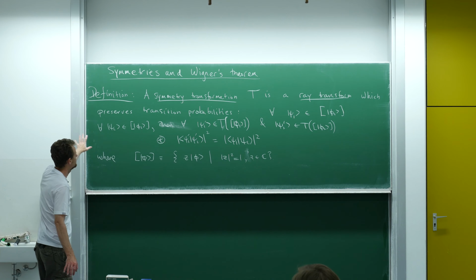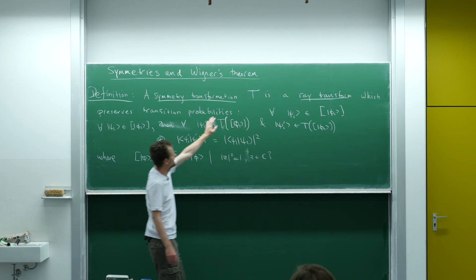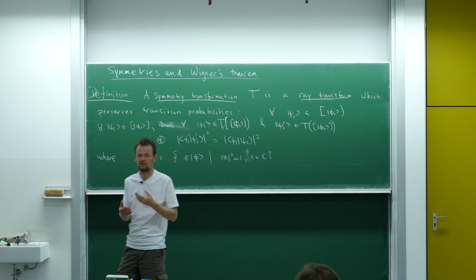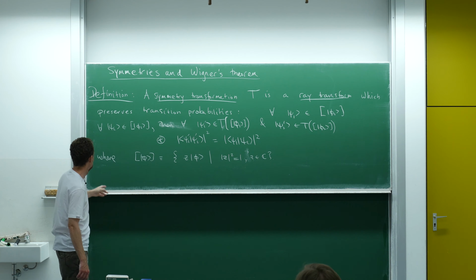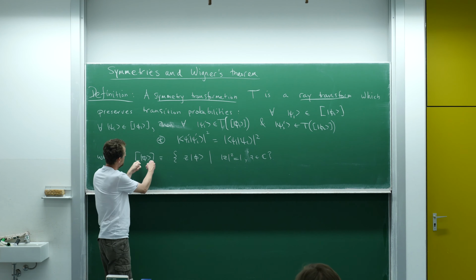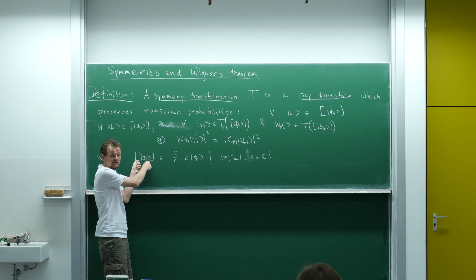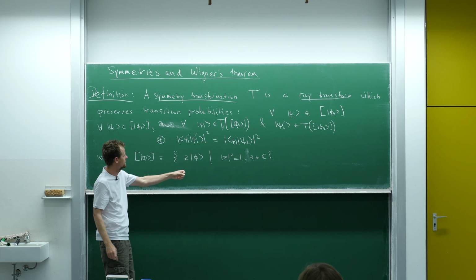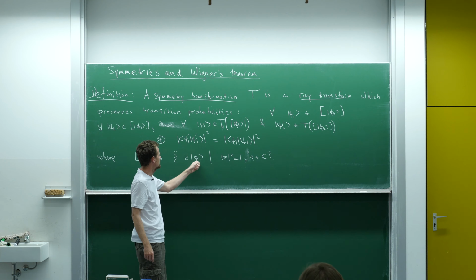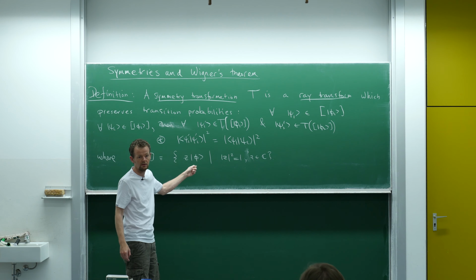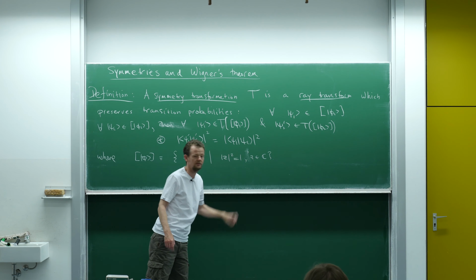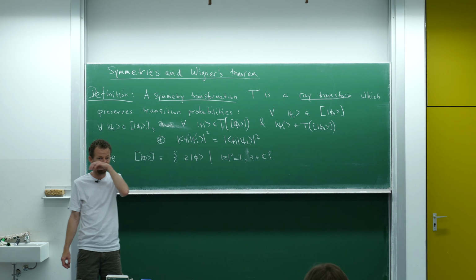Right? That's what a symmetry transformation is. It's a transformation of rays. What are rays? Remember, in quantum mechanics, states are defined up to a global phase. That means that states are equivalence classes of vectors in Hilbert space, where the vectors z times phi and z prime times phi are exactly the same thing, where the modulus squared of z is 1 and z is a complex number. That's what a ray is.